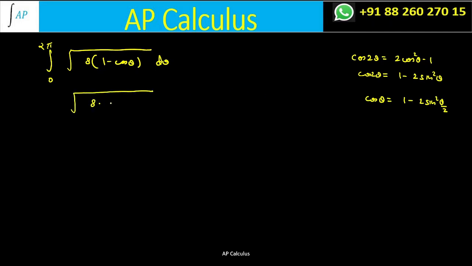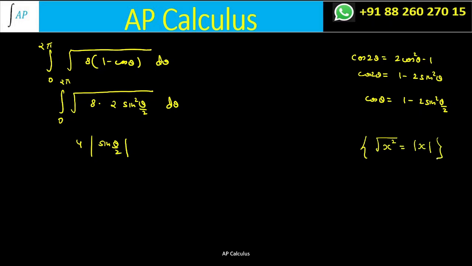So that will become 8 and it is 2 sin square theta by 2 d theta, from 0 to 2 pi. Now this 8 times 2 is 16. 16 will be taken out of the root. That will become 4. And the square root of sin square theta by 2 will open with mod of sin theta by 2. Always remember this important point: whenever you are opening the square root of x square, it will always open with mod of x, the absolute value of x.